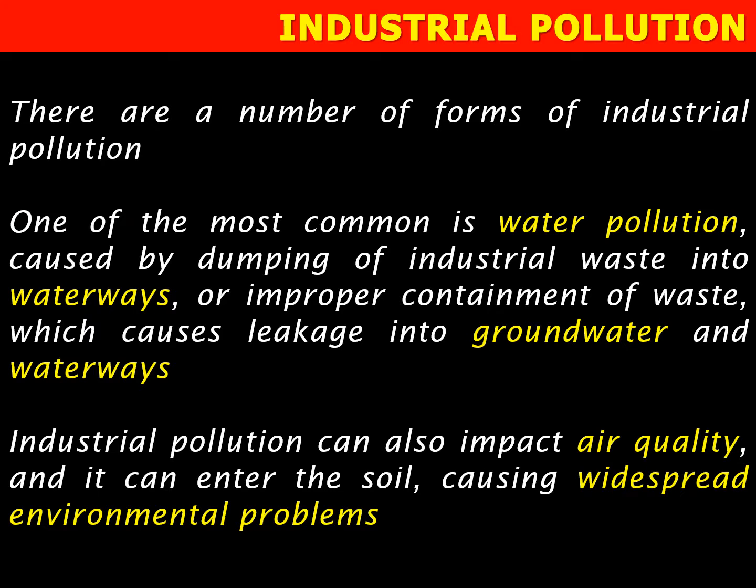There are a number of forms of industrial pollution. One of the most common is water pollution, caused by dumping of industrial waste into waterways, or improper containment of waste, which causes leakage into groundwater and waterways. Industrial pollution can also impact air quality, and it can enter the soil, causing widespread environmental problems.